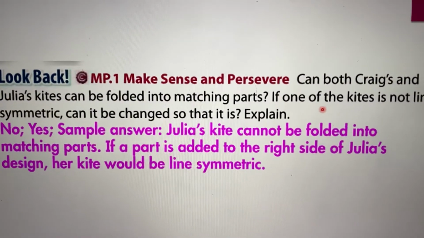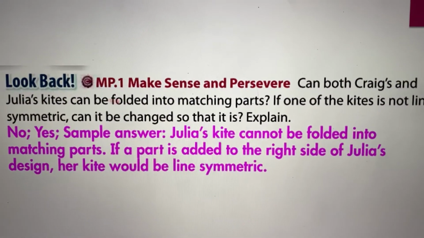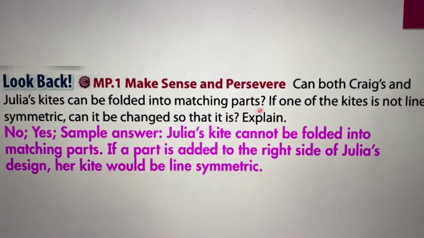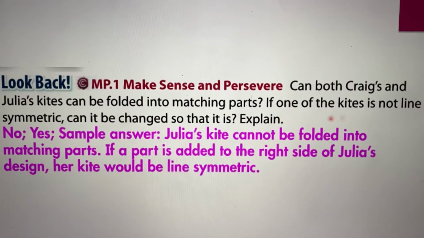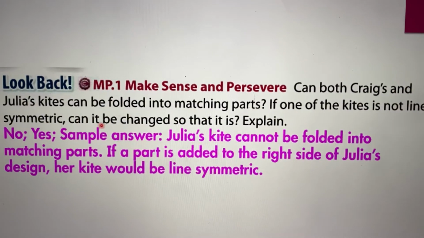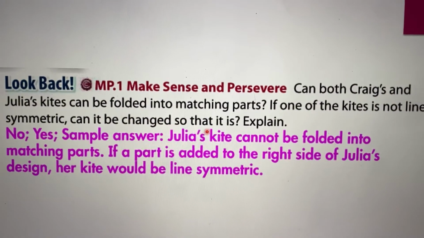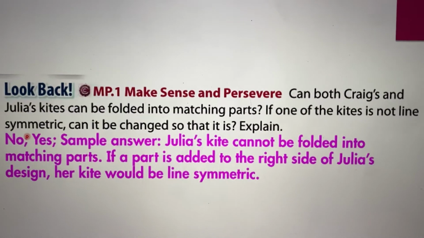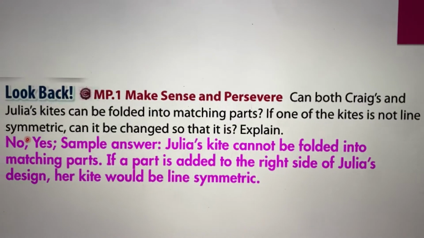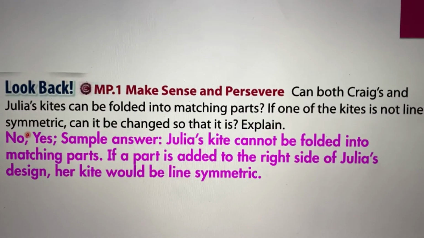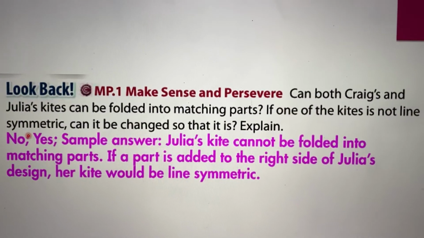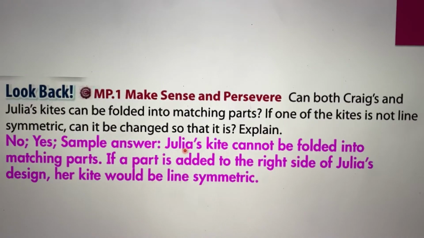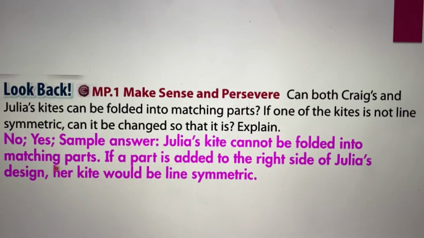Look back. Can both Craig's and Julia's kites be folded into matching parts? If one of the kites is not line symmetric, can it be changed so that it is? Okay, so the answers are no and yes. No for Julia's kite and yes for Craig's kite because it can be folded. But Julia's kite can't be folded. So Julia's kite cannot be folded into matching parts.